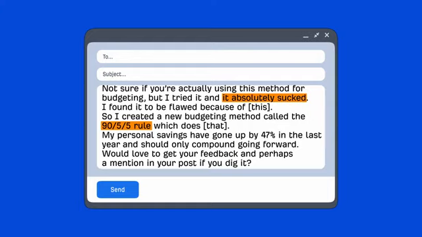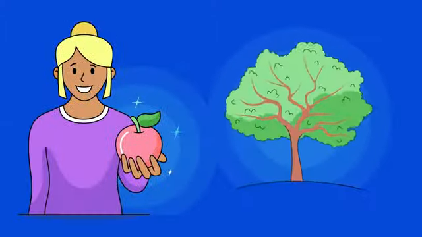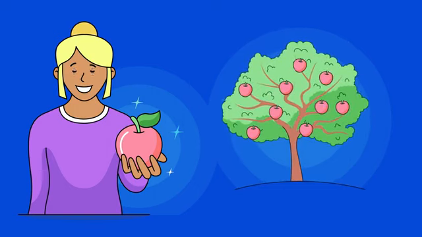Now, this lesson is not about outreach pitches. We'll get to that in a later module. The key takeaway from these examples is that linkable points, aka the things that reveal your seed prospects, naturally make your outreach emails personalized. And because lookalike prospects are basically mirrors of your seeds, you can send almost the exact same email while maintaining the personalization factor, enabling you to scale your outreach campaigns.